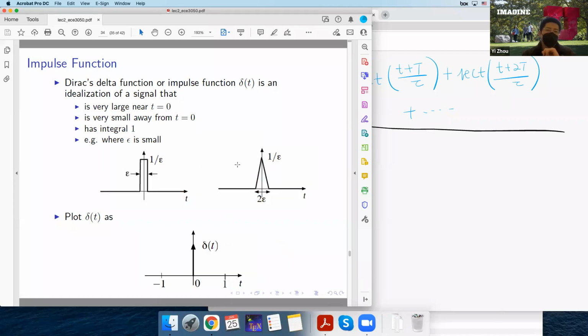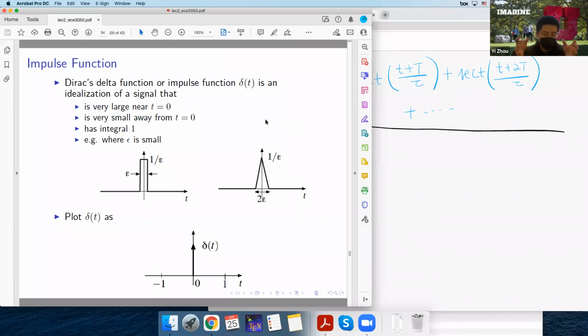Or you can also define another triangular signal that has duration 2 epsilon, and the amplitude at the peak is 1 over epsilon. You can define this signal in either of these two ways. The common part is that for both of these signals, their integration is always 1. For example, if you look at this rectangle signal, no matter what epsilon you take, the area of this rectangle is always 1. Right? And also the area of this triangle is always 1.